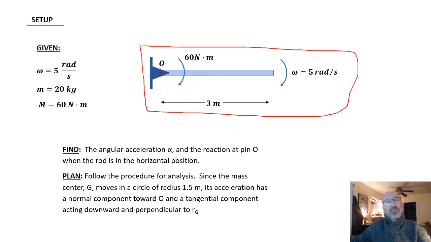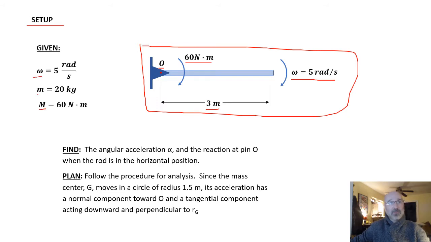So what I have here is I've drawn out my pivot. Here's my pivot point at O. Here is my moment rotating clockwise, 60 Newton meters. And here is my omega term of 5 radians per second. I know my total length of the rod is 3 meters. So I write this off to the side over my given section over here. There's my omega term. There's my moment.